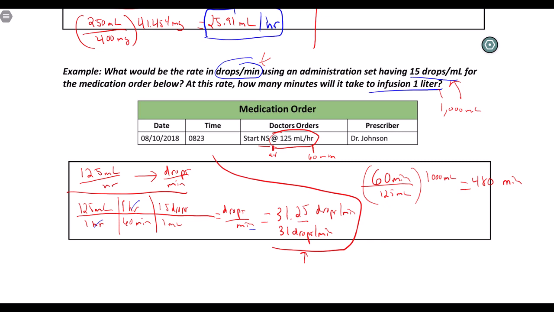All right. You can also do this. This was dimensional analysis here. You can do it stepwise like I did before. You can convert the 125 mLs per hour to 125 mLs per 60 minutes. That way you have the minutes done, and then you know that there's 15 drops per ml, and you can get the same answer. All right, let's look at another one.